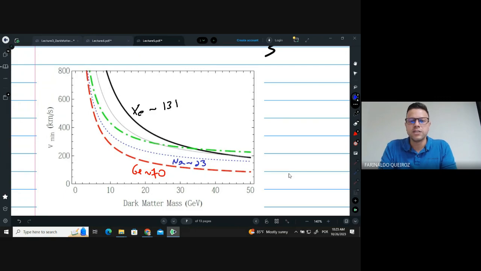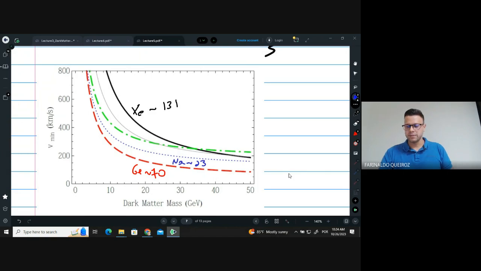So what it's showing is the following, what we just concluded. On the y-axis, I have the minimum velocity, and on the x-axis, I have the dark matter mass. Remember, the y-axis is the minimum velocity required for a dark matter particle to produce a signal of a given recoil energy, whatever that would be.